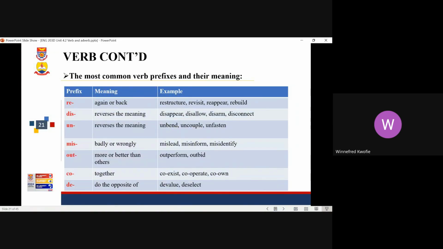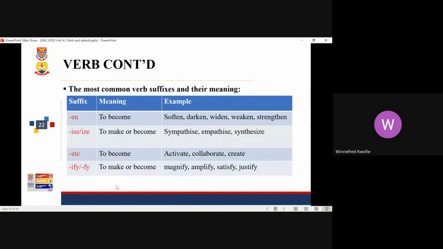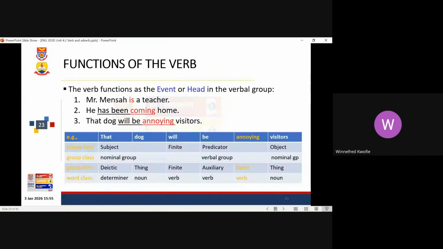So when we have re forming a verb as a prefix, the meaning is often back or again. Then we have de, dis, out, mis, and so on. So I will share the slides with you. You take your time to look at each of them. So we have prefixes and then the suffixes as well. It's okay.